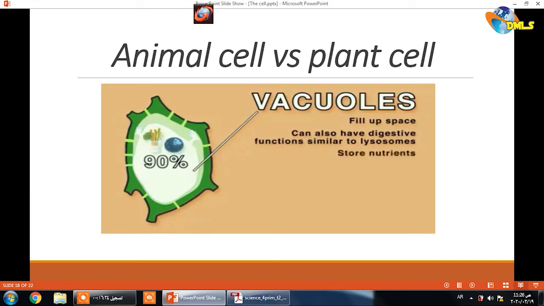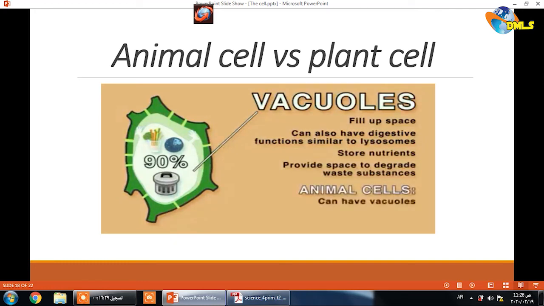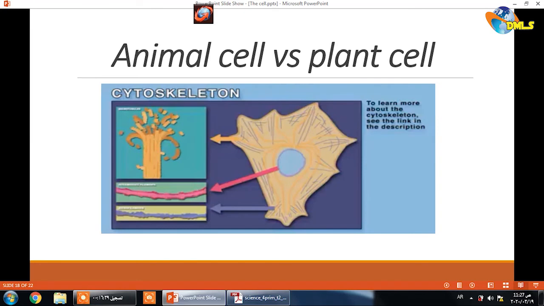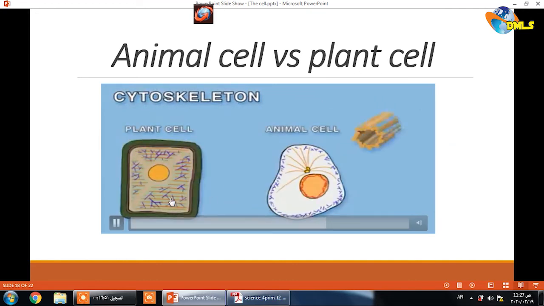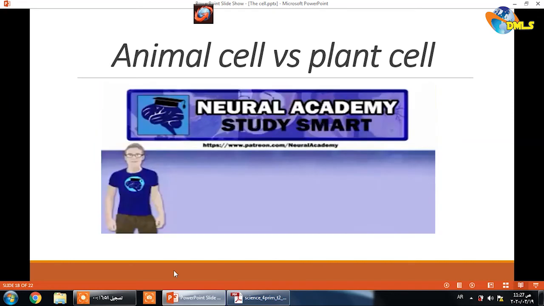Animal cells can also have vacuoles, but they are much smaller than the large central vacuole in plant cells. There are multiple of them, and they don't take up 90% of the space. Plant and animal cells both also have cytoskeletons, which feature microtubules, intermediate filaments, and microfilaments. However, these structures are arranged differently in plant and animal cells. Centrioles are present in all animal cells, but are only present in lower plant forms.